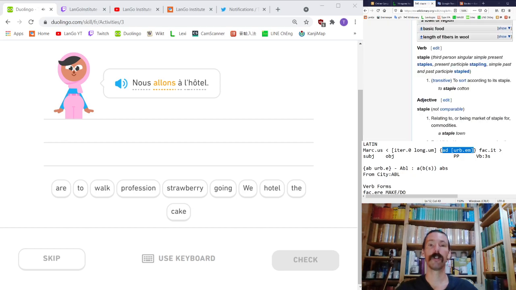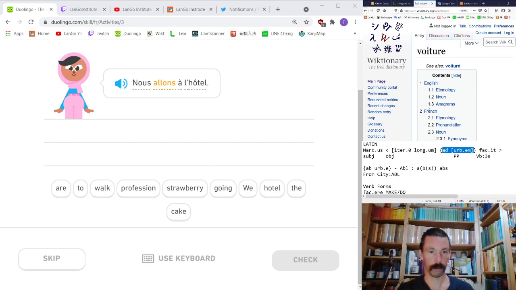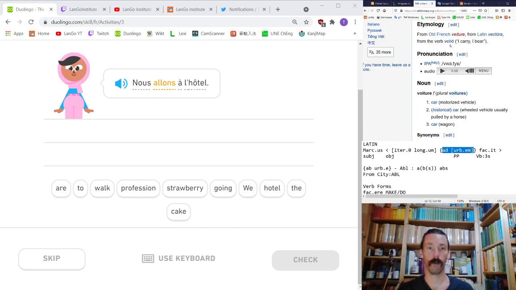Voiture. So that ture ending, abstract noun, is common, like scripture. What is the root of this word? Veho, carry. So this is that root of vector. What else is there? Convex, convey. Probably also the English family of the word way. Vectura, carry and bear. So moving through space.